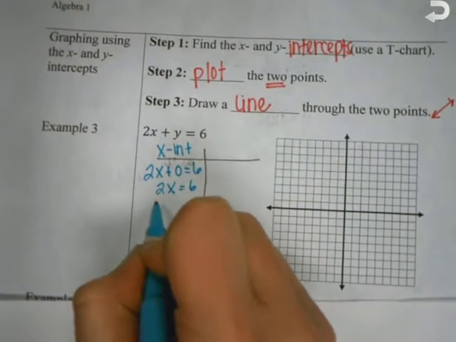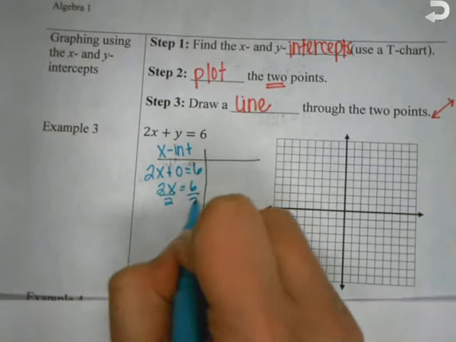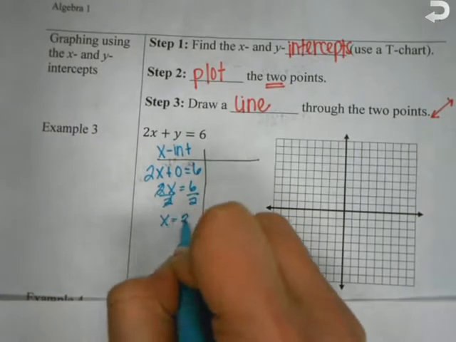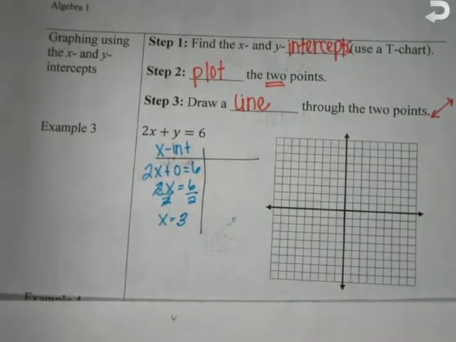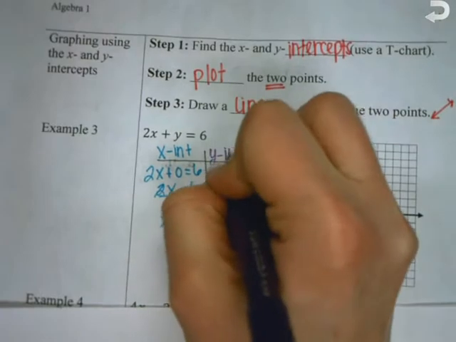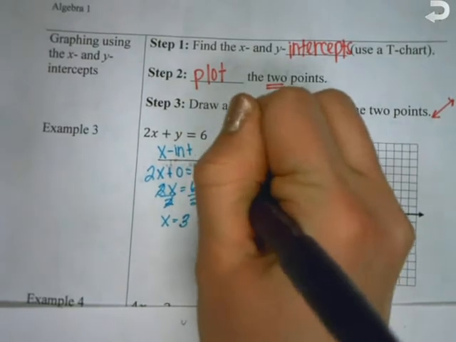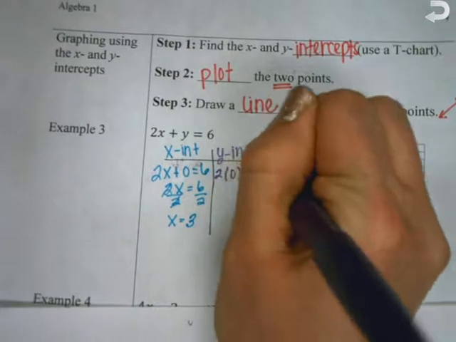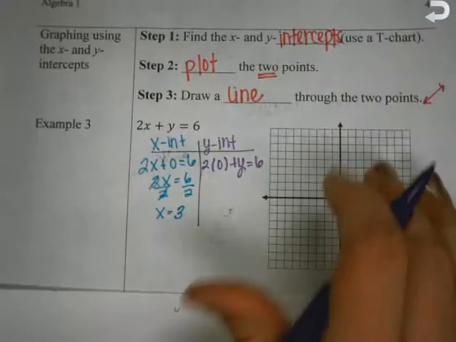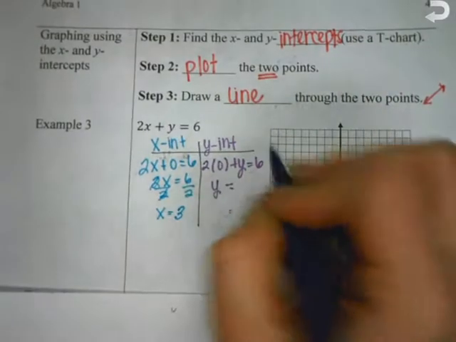To find the y-intercept, 2 times 0 plus y equals 6. Now that's 0 plus y, so the same as just 1y equals 6. And those are our 2 answers.